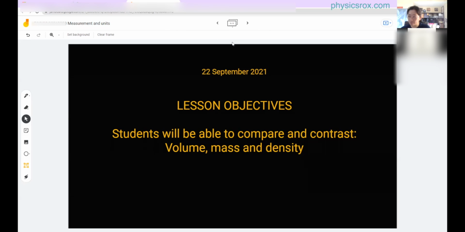Okay, so let's talk about volume, mass, and density. Have you learned about density before, class? Yes. Okay. Give me the formula for density.